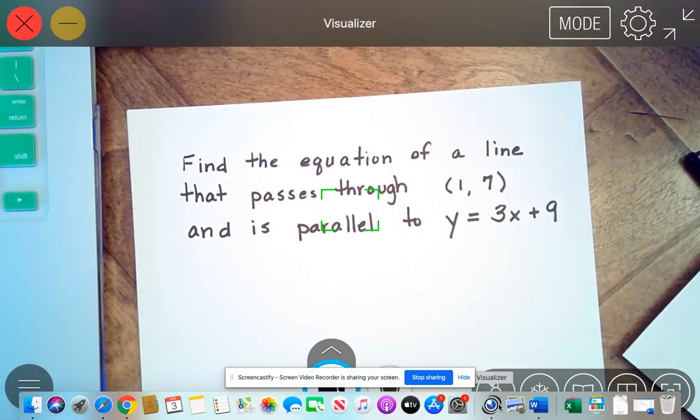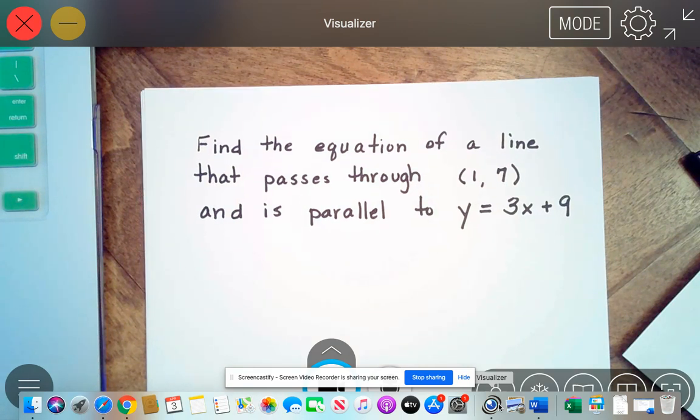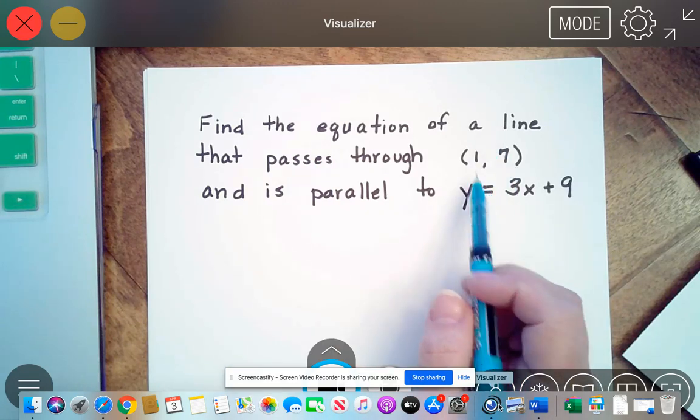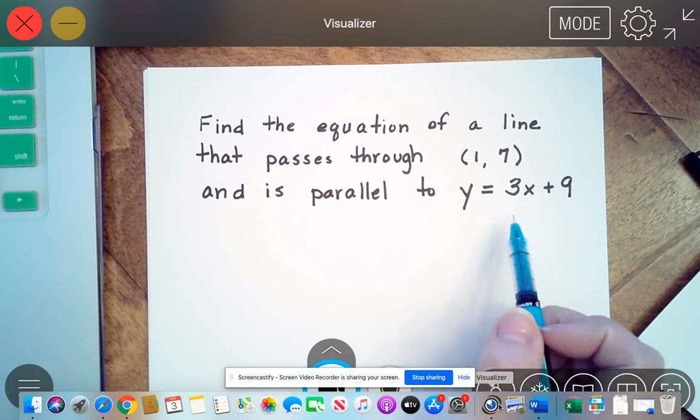Right? So, what you have today, you're going to have 10 problems today, and you're going to be matching. And it will look something like this. Find the equation of a line that passes through a point, (1, 7), and is parallel to this line.